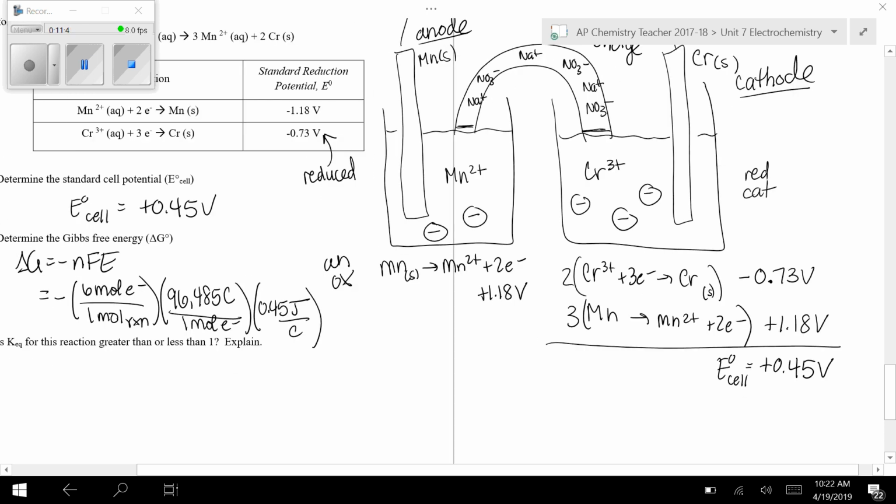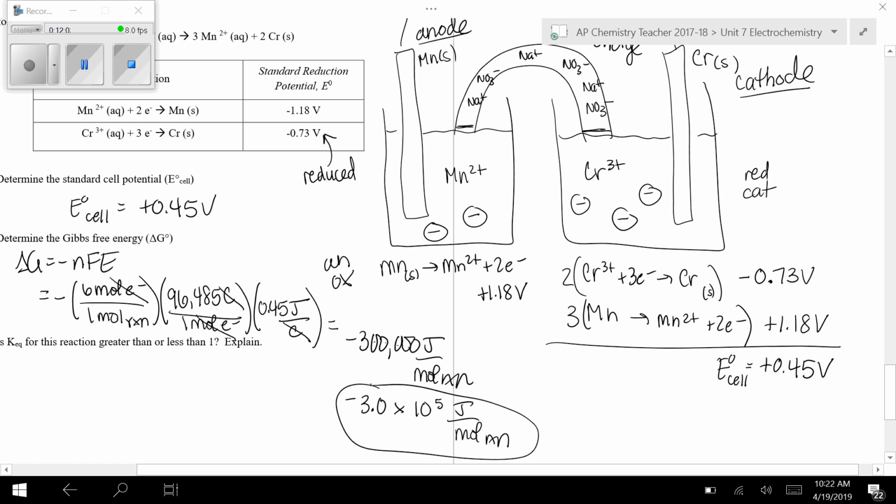So if I cancel things out, my coulombs cancel, my moles of electrons cancel, I am left with negative like 300,000 joules per mole reaction, which I want to write with 2 sig figs, which would be negative 3.0 times 10 to the 5th joules per mole reaction.